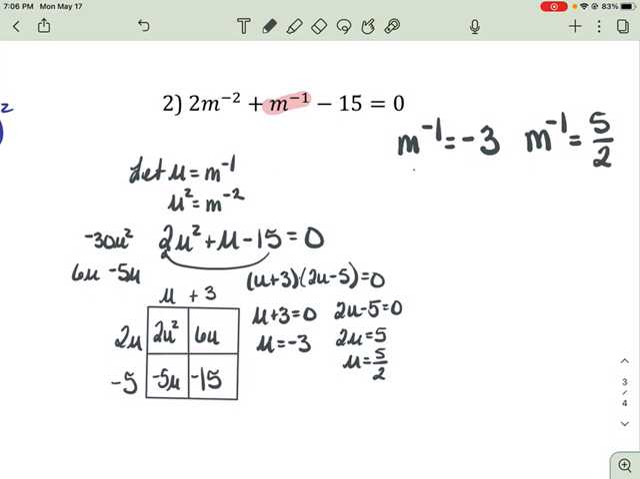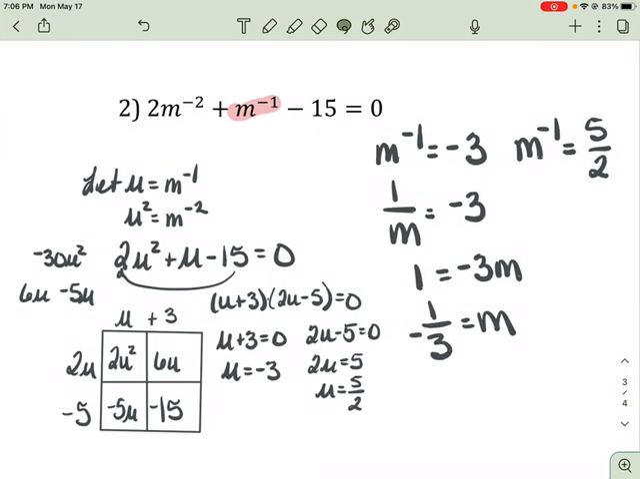All right, so how are we going to do this? Well, let's see. M to the -1 is 1 over m. Okay, and that's equal to -3. All right, let's solve for m. So that's 1 equals -3m, or 1/3. -1/3 is m. Okay, let's try the same thing over here.